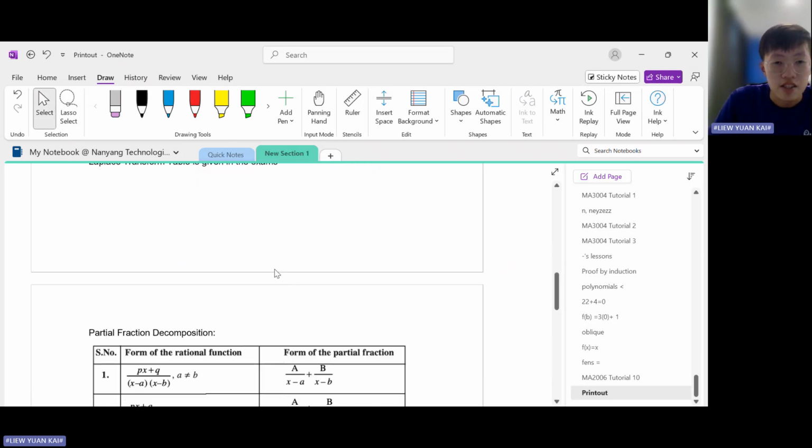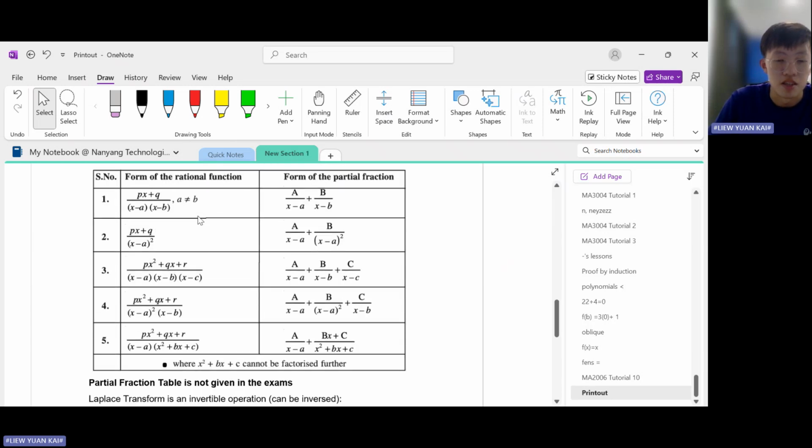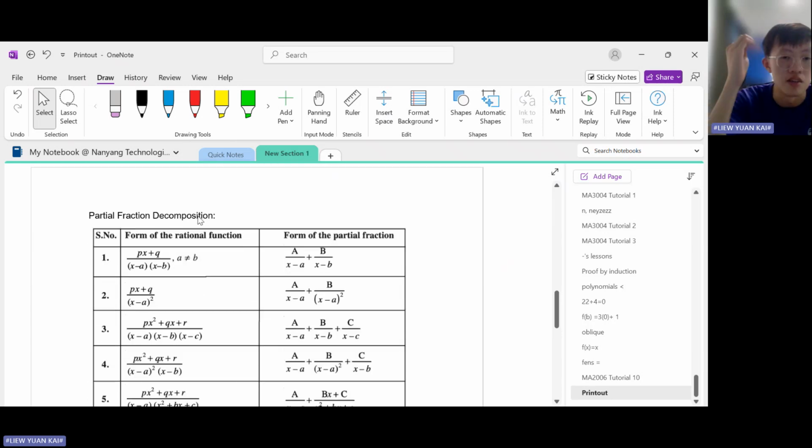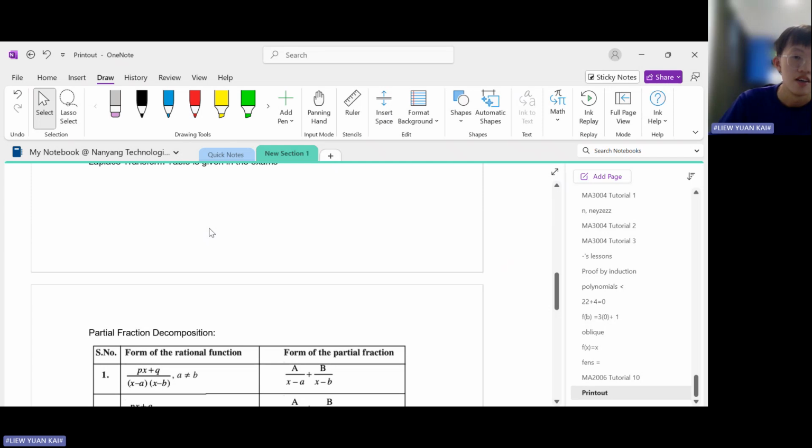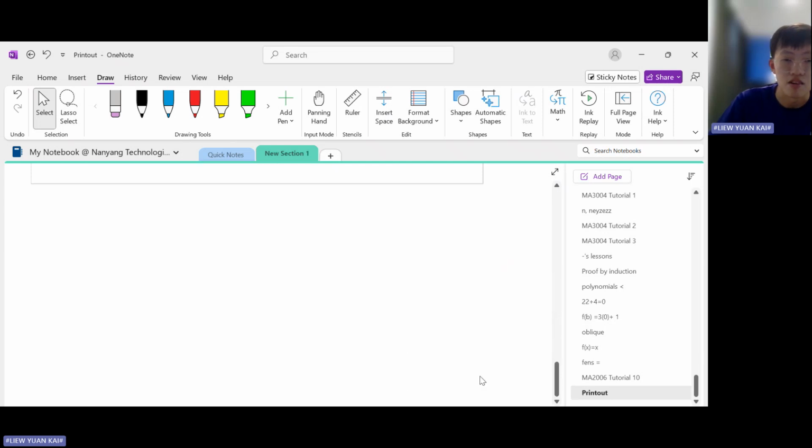Okay, another skill set that you need to know for Laplace transform is partial fraction decomposition. You'll see this a lot when you do the problems related to, not partial fraction, I mean Laplace transform. You involve the partial fraction decomposition. So you need to know how to do partial fraction decomposition. But before we do that, we need to talk about polynomials.